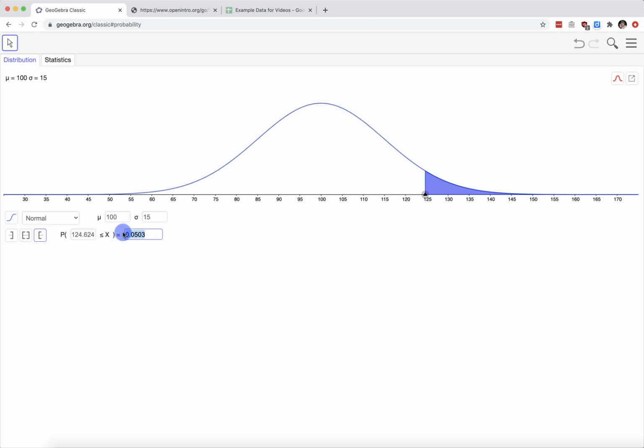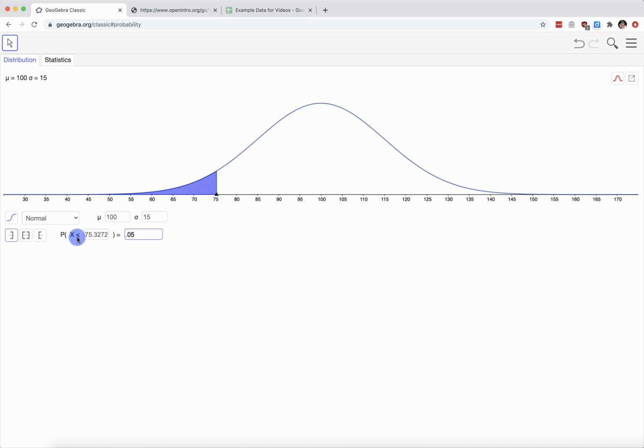I can also type in the number exactly, 0.05. Push enter. There I get 124.672. If I want area on the left side, I can click the brace that opens to the left. And again, if I want the lowest 5% of scores, I put in 0.05, push enter, and then I get the change there. So think about the inequality sign as pointing to this direction.